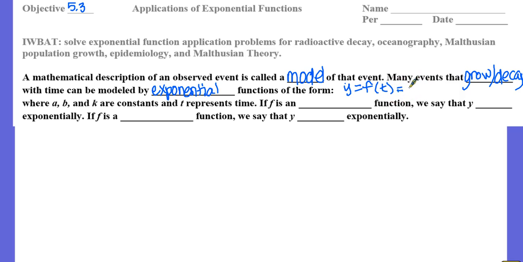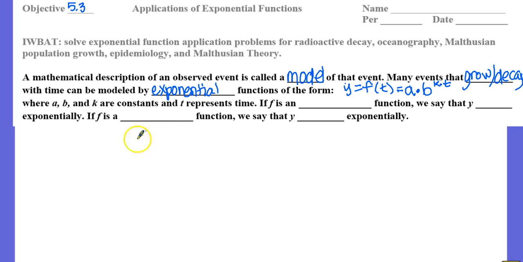And it's equal to the equation a times b raised to the k times t power. So a b to the kt. Get it tattooed on your brain, a b to the kt. Okay, where a, b, and k are constants and t represents time. Time is the thing that is relative and it will change.